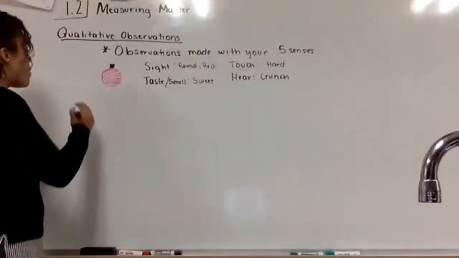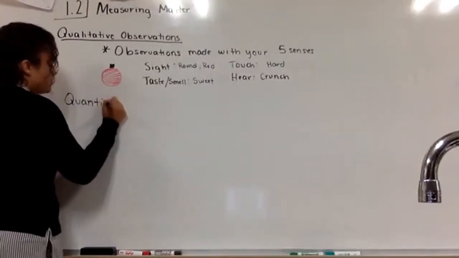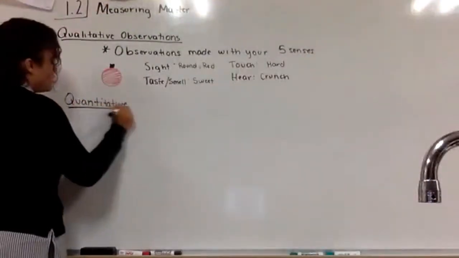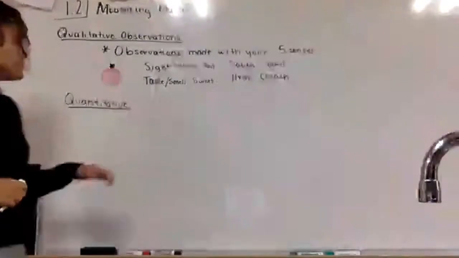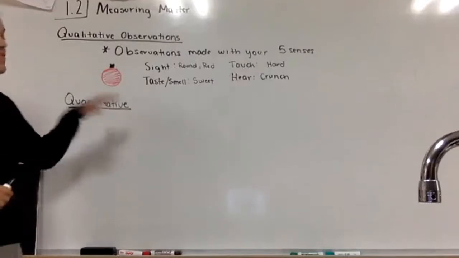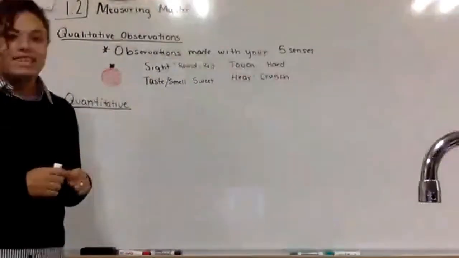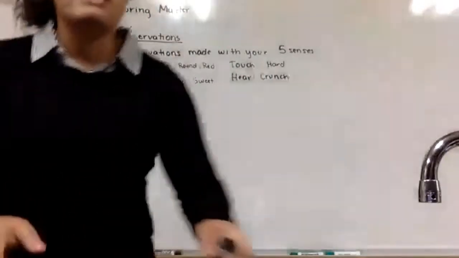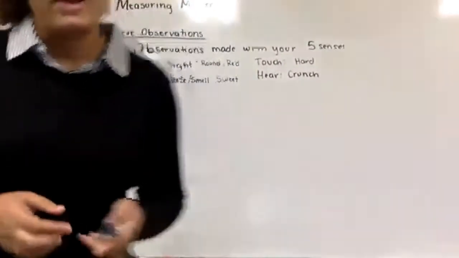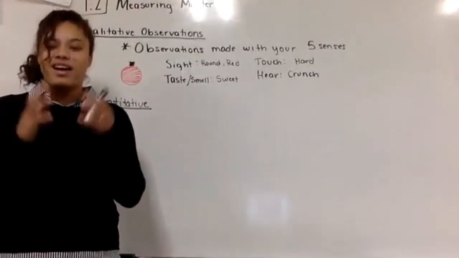Now let's talk about quantitative observations. Quantitative. Quantitative is spelled like this, for those of you who can't quite see the board perfectly in this image. So when we're talking about quantitative observations, I'm actually going to move you closer so that you can see a little better. Okay. When we're talking about quantitative observations, we're talking about the quantity of something.